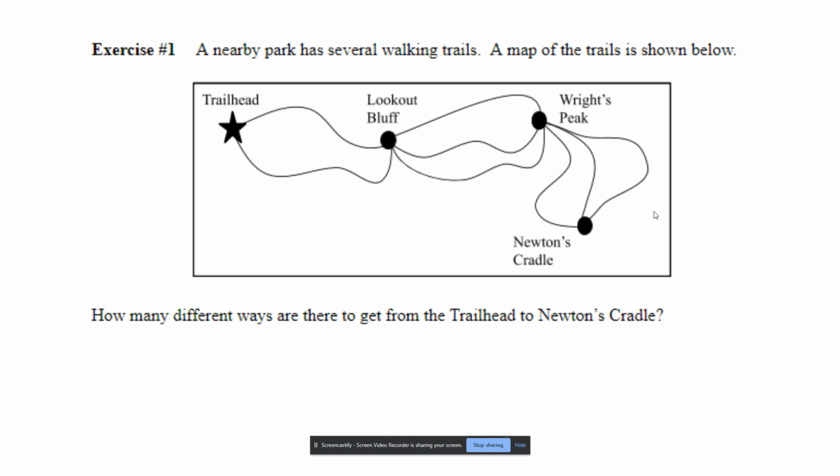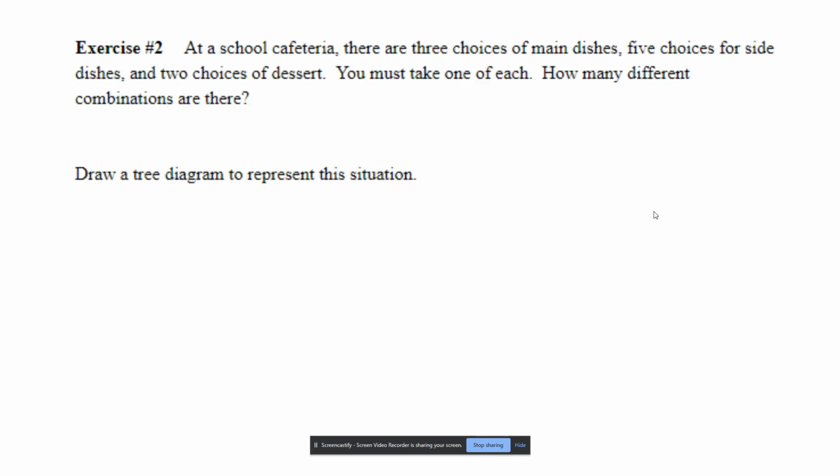So here's exercise number 1. A nearby park has several walking trails. A map of the trails is shown. How many different ways are there to get from the trailhead to Newton's cradle? Hopefully there are 2 paths from trailhead to Lookout Bluff. There are 3 from Lookout Bluff to Wright's Peak, and 3 from Wright's Peak to Newton's cradle. So 2 times 3 times 3 is 18 combinations.